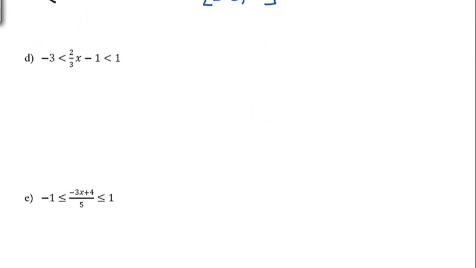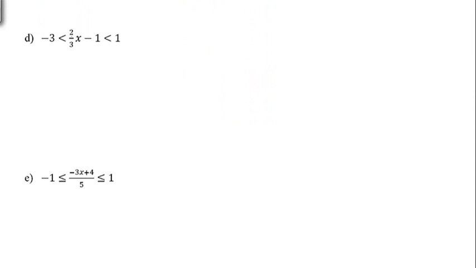Okay. On our next one now, we have negative 3 is less than 2/3 x minus 1 is less than 1. Again, we're trying to solve for x in the middle here, so we're going to add 1 everywhere. Negative 3 plus 1 is negative 2, and it's less than 2/3 x is less than 1 plus 1 is 2. Now we're trying to get this x alone in the middle, and so we want to multiply by the reciprocal of 2/3, or that's the same as dividing by 2/3.